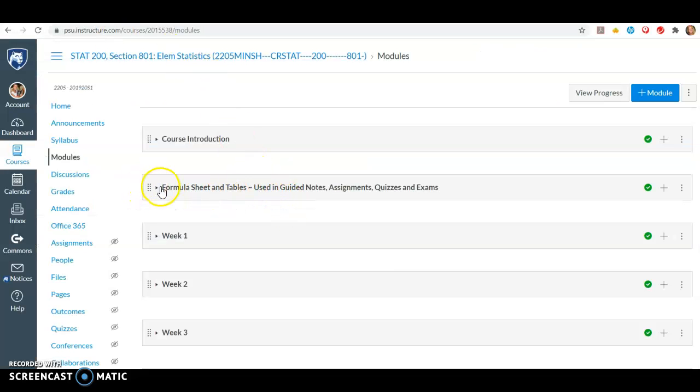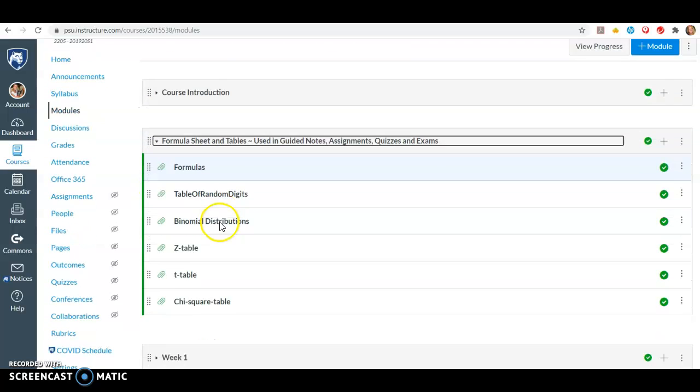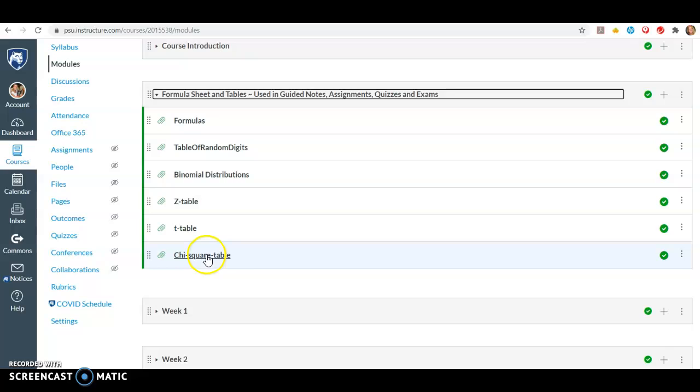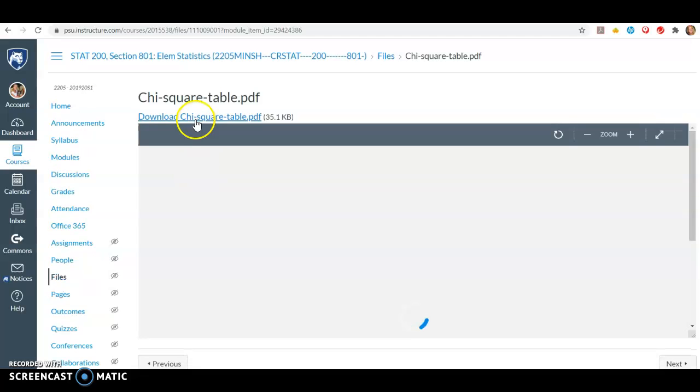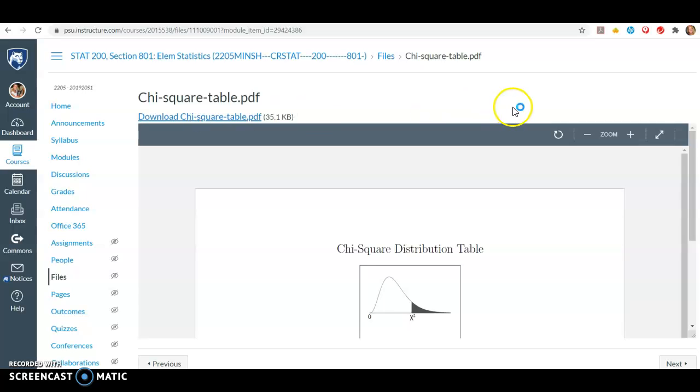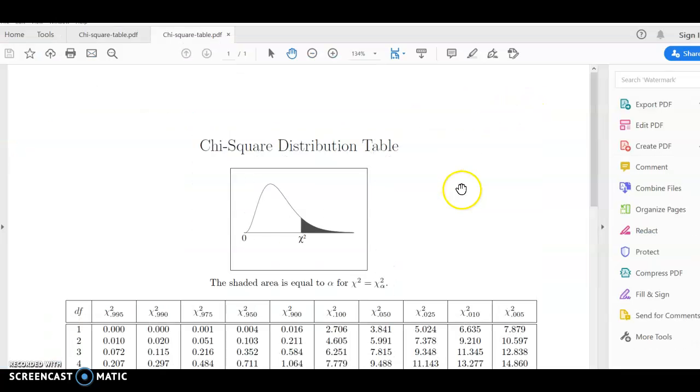formulas and tables, the formula sheet and tables, this module here. And you will find there the chi-square table. So I'm going to click on chi-square table, and then I'm going to download that table so I can take a closer look at it.